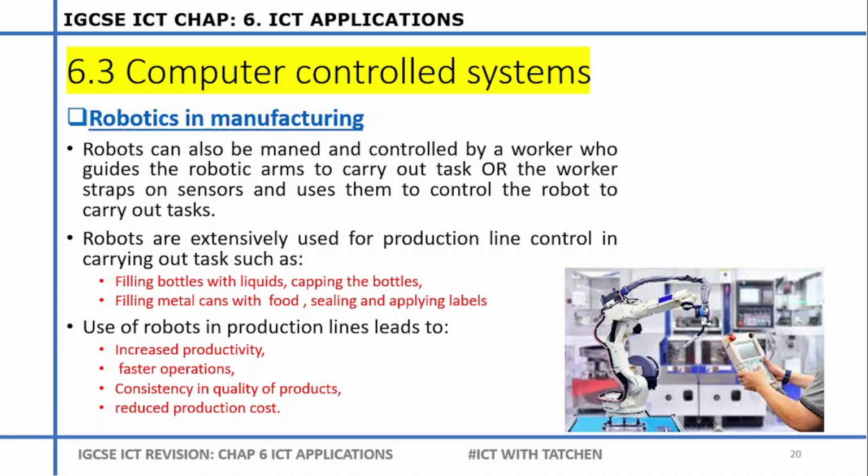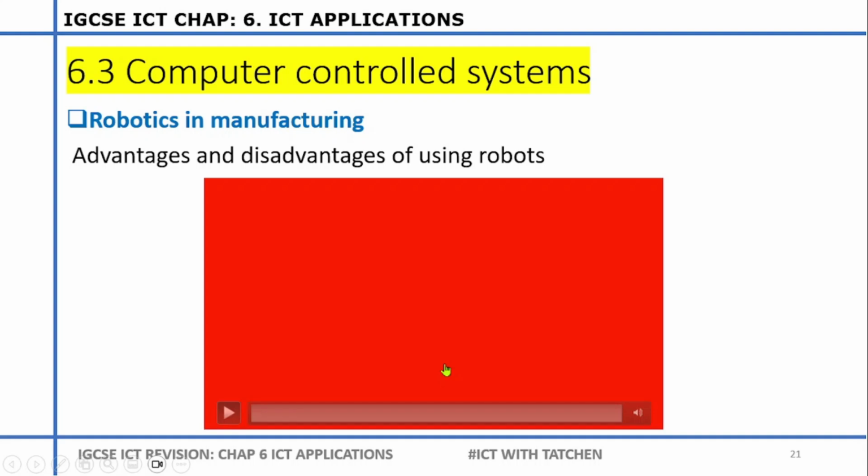Because if you want to use humans to do that, that was actually what was used before. The production output becomes very low, and you might have contaminations along the way. However, at the end of the channel, there are always human beings to check the quality, check the robots are doing the right job. And then use of robots in production line leads to what? Increased productivity, faster operations, consistency in quality of products, and reduced production costs. So these are things you should take note of.